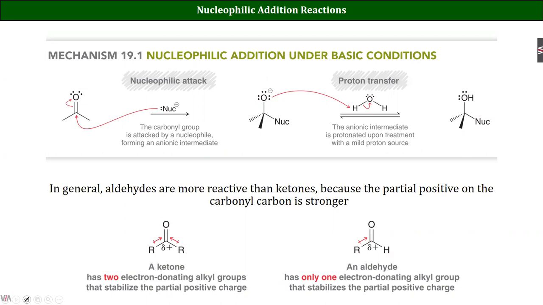All right, so if we're under basic conditions, this is the process. It's under basic conditions, it looks like this, because if we were under acidic conditions, you can't make that intermediate. That intermediate won't happen under acidic conditions. So basically, it's the same two steps under acidic conditions, but you have to change them because under acidic conditions, you're going to start with the proton transfer. You're going to start by protonating that oxygen, and then your nucleophile comes in and attacks.